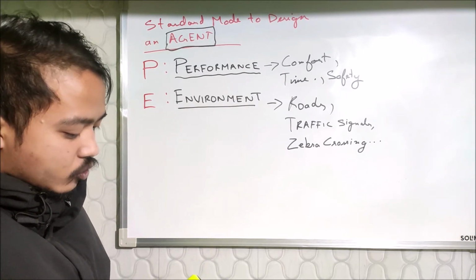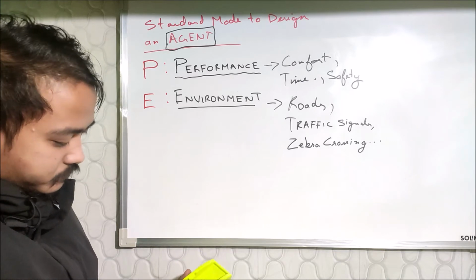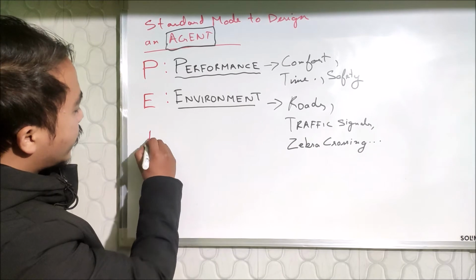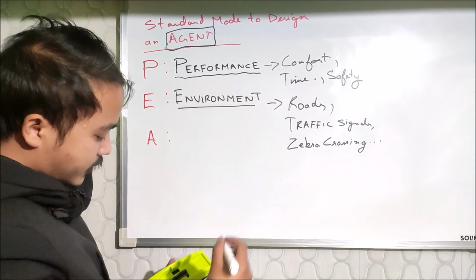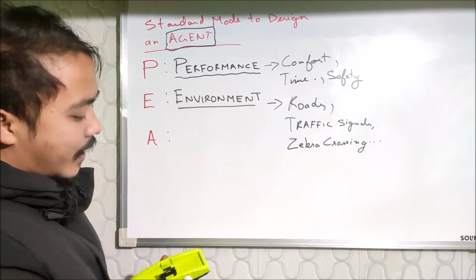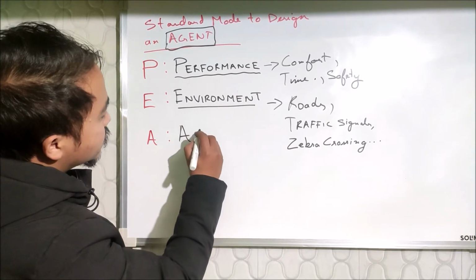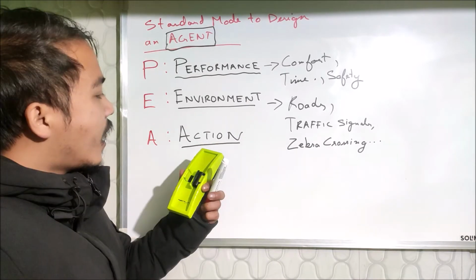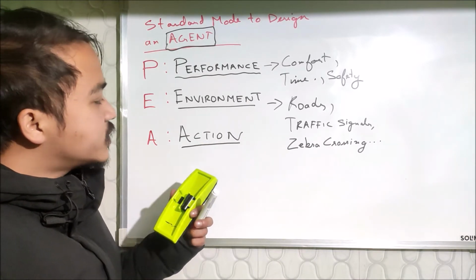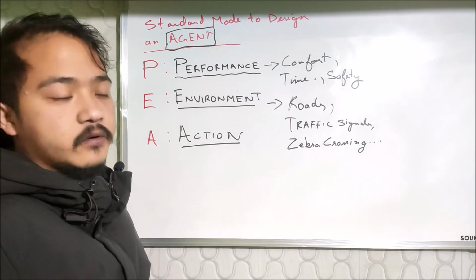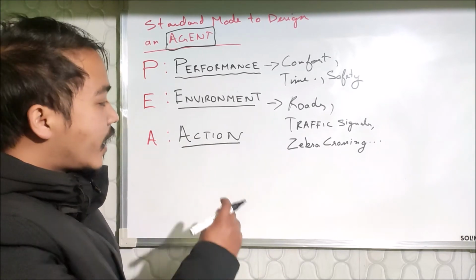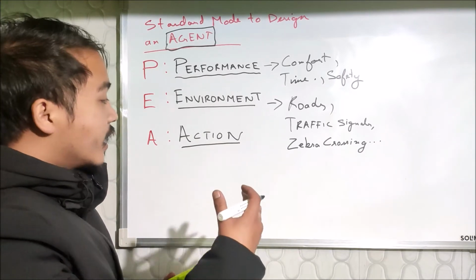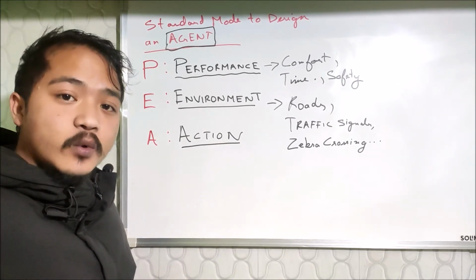Next we have the A, which is the action. Action on which this agent performs. And like we have discussed earlier, these actions are performed through actuators.